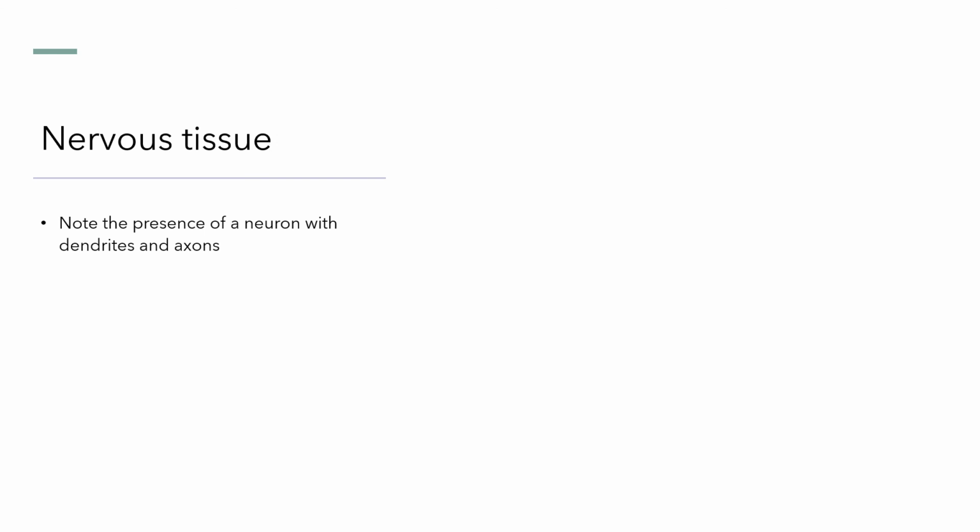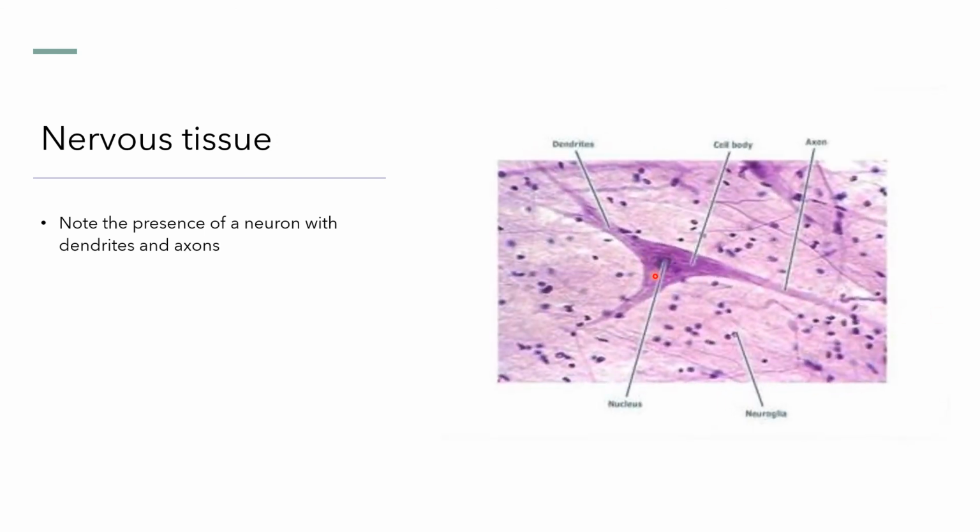The last is nervous tissue. Basically, you have a neuron with an axon and multiple short dendrites.